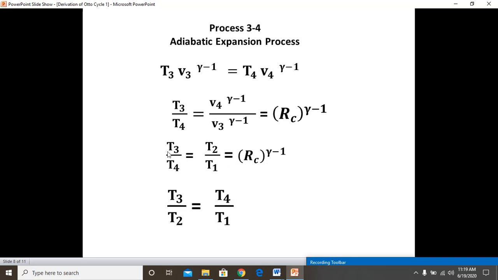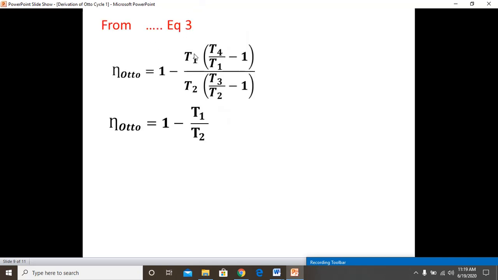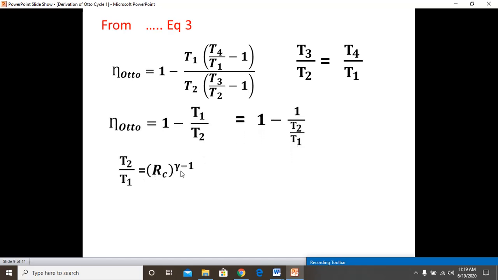You cross multiply this one. Therefore T4 by T1 is equal to T3 by T2. Put equation number 3 in here, then you will be left with T1 by T2. Therefore T3 by T2 is equal to T4 by T1. Putting it here, it will be left with T1 by T2. You know that T2 by T1 is equal to RC to the power of gamma minus 1. You can write it like 1 upon T2 by T1. Then T2 by T1 is equal to RC to the power of gamma minus 1. Therefore the final answer will be 1 minus 1 divided by RC to the power of gamma minus 1.